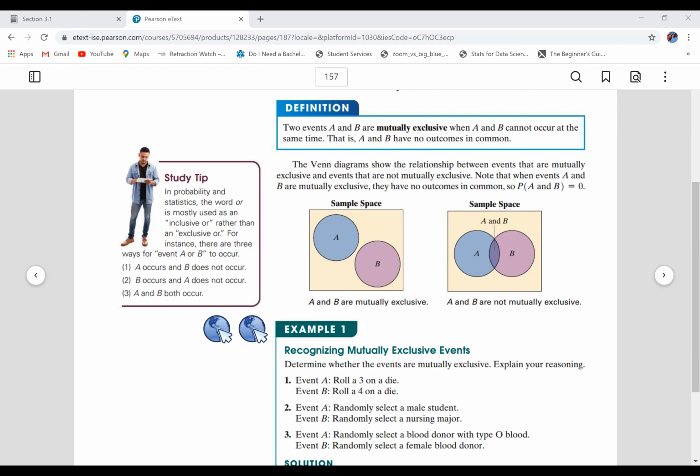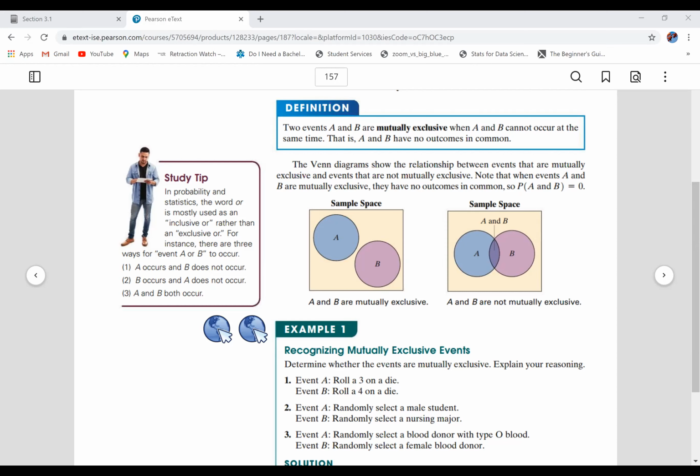Are there any male students who happen to be nursing major? Yes or no? Yes. Well, if it is a yes, then they're not mutually exclusive. So not mutually exclusive, as long as there is an overlap, guys.